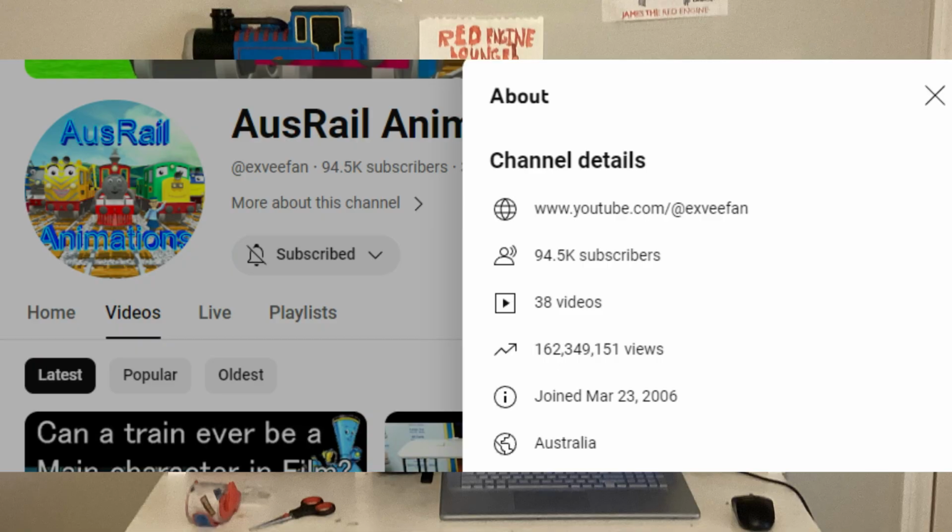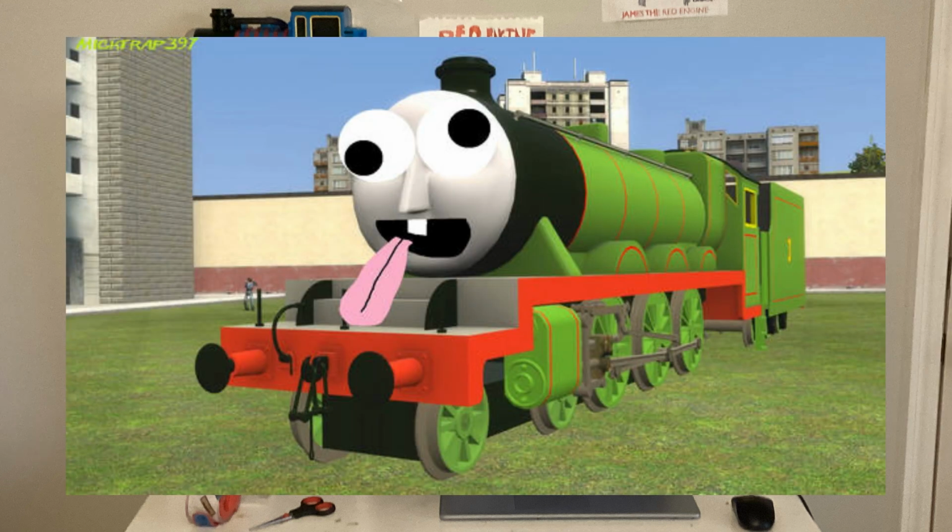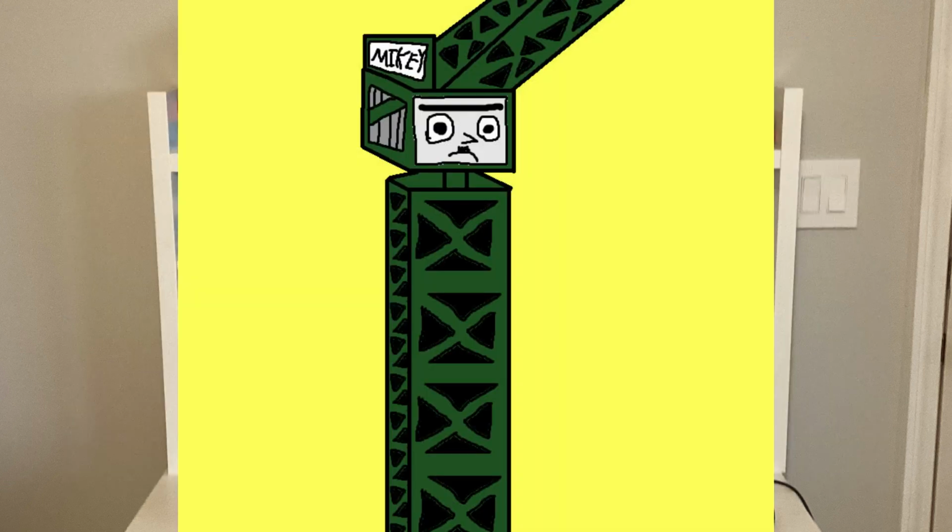Rolling Stock was originally created by an Australian YouTuber known as Osrail Animations, who created his channel on March 23rd, 2006. A year later, he uploaded his first video, which featured locomotive DD-17 leaving the Roma Street station. Then came along a Thomas and Friends music video, the Starlight Express song Crazy, and I bet you can tell because of that we're in those early days of the fandom. Back when people made Henry an idiot, and Cranky used to be an original fan character.